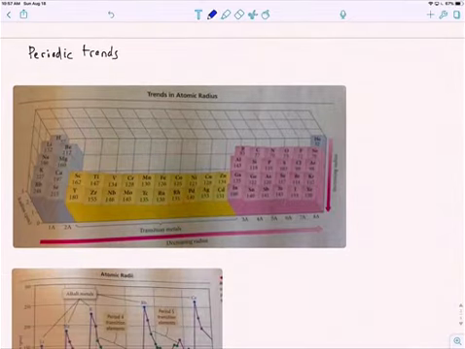Okay, so let's talk about periodic trends. With the atomic radius, the general trend is that the radius decreases from left to right. You can see it gets a little wonky in the middle with the transition metals, but for this class, we're mostly going to talk about the s and the p blocks. The radius doesn't change that much for the transition metals in the d block, but generally it decreases left to right.